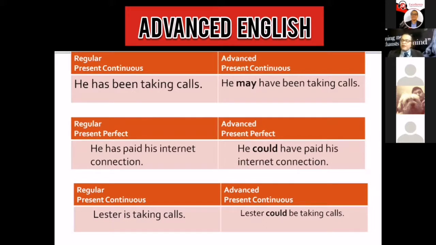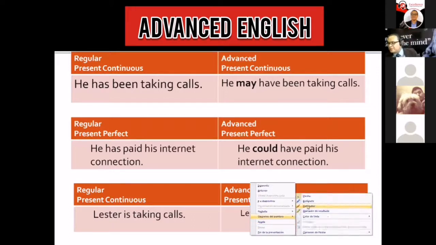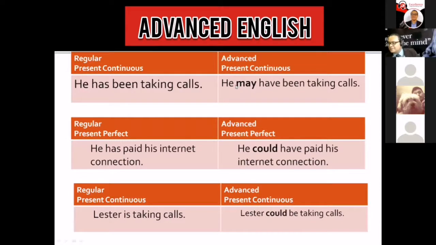So on the left, we have regular present continuous. For example, she has been taking calls. That's regular present continuous. But we put in a modal verb in between the subject and the auxiliary. You put in the upgrade. This is going to be your upgrade, right? You put in the upgrade in between the subject and the auxiliary here. And you have an advanced present continuous form. She may have been taking calls. Okay, she may have been taking calls.